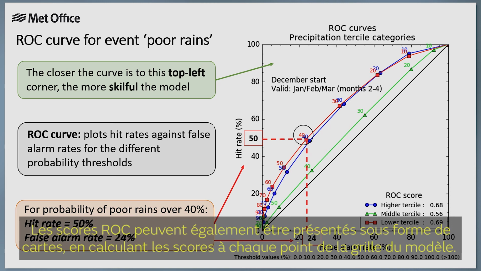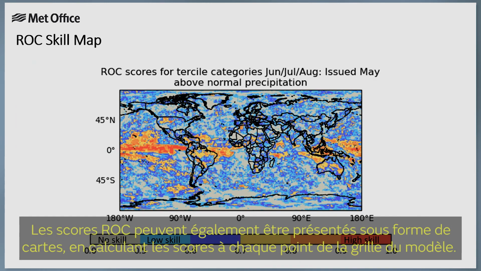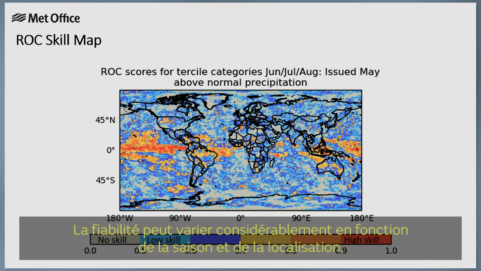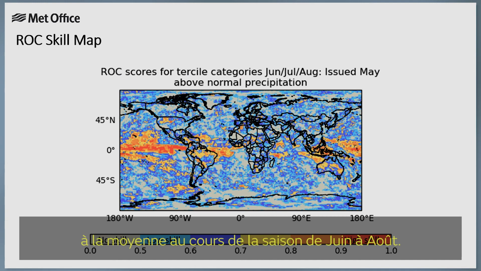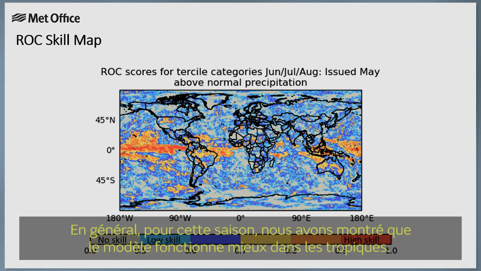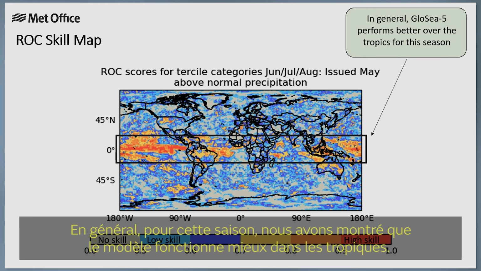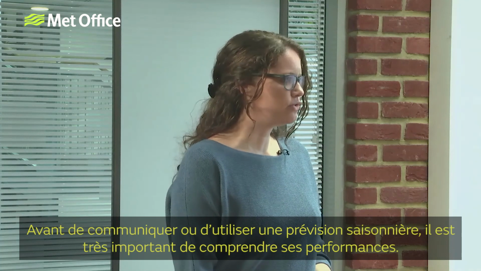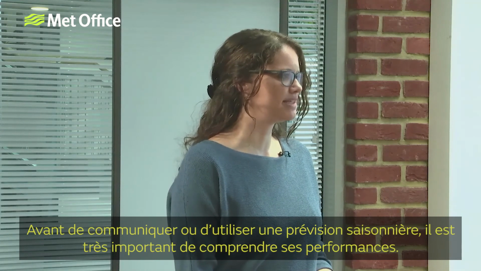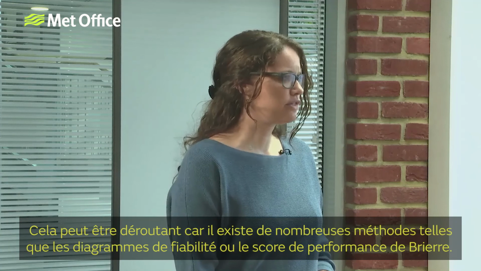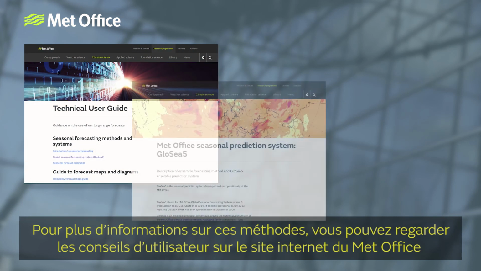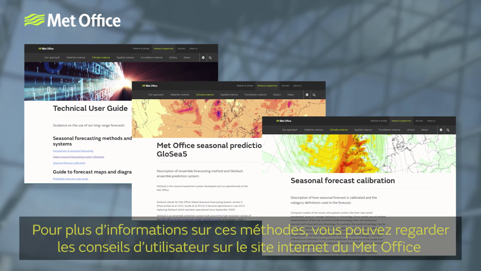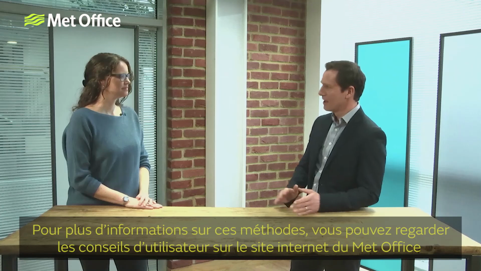ROC scores can also be displayed as maps by calculating these scores at each grid point in the model. The skill can vary considerably depending on season and location. This map shows the ROC scores for the GloSea5 system for the above-average rainfall tercile category in the June to August season. In general, you can see that for this season, the model performs better over places in the tropics. Before communicating or using a seasonal forecast, it's very important to understand its skill, but we know it can be confusing. There are many other skill measures available, such as reliability diagrams and Brier skill score. For more information on ROC scores and reliability diagrams, you can look at the user guidance provided on the Met Office website. Thanks very much, Tammy.